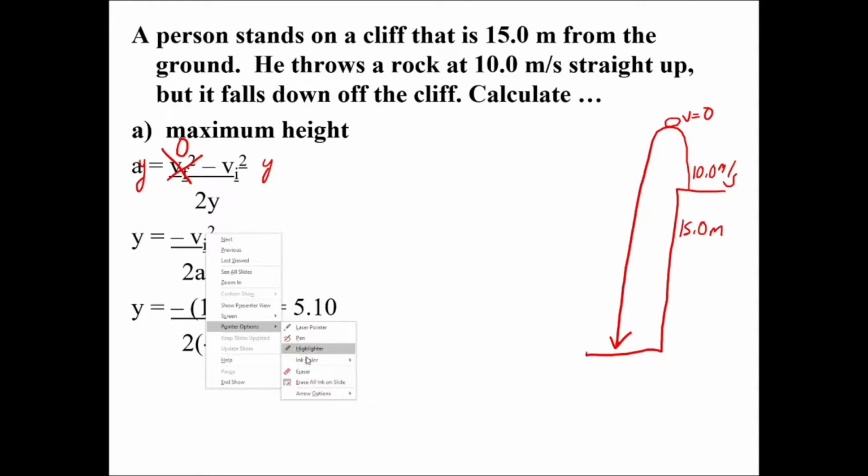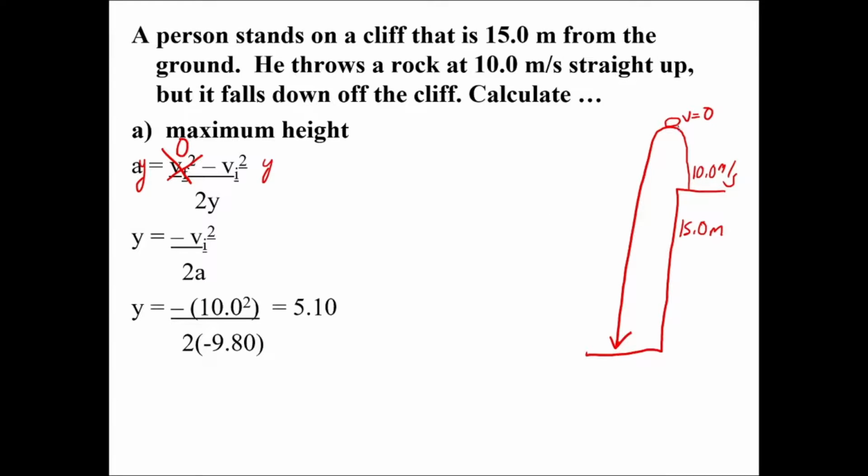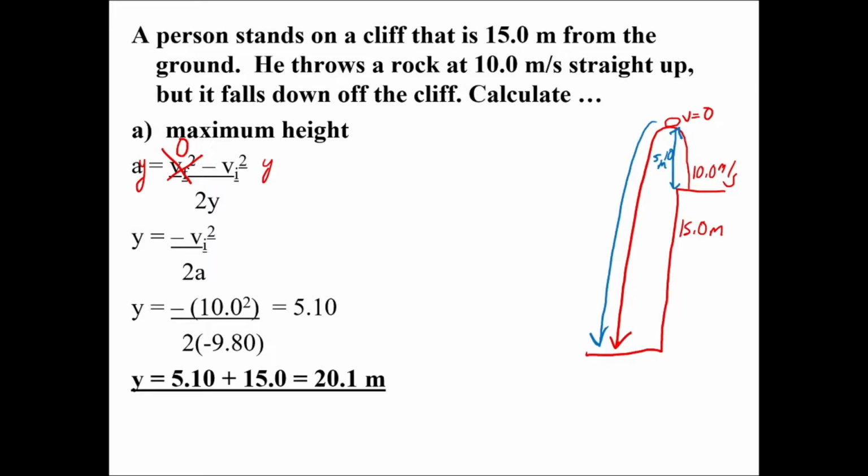And let me change the color because I think it'll be easier to see in another color. Oh, we'll go with blue. That 5.1 is in here. That's from where we threw the rock up to the tippy top. Well, on the way back down, it has to go more than 5.1 meters. 5.1 meters would be if we caught it at the top of the cliff. We have to add in the 15 meters that we started with.